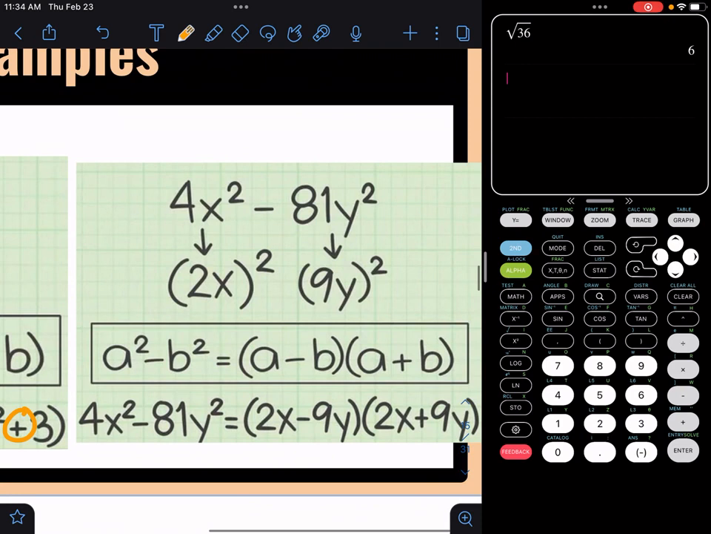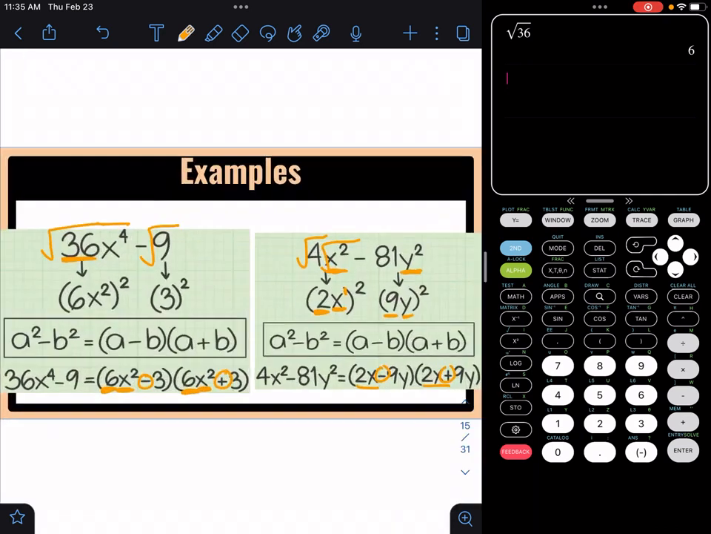Let's look at this example right here. Square root of 4 is 2, and the square root of x squared is just x, because 2 divided by 2 just gives you the 1. Then the square root of 81 is 9. The square root of y squared is just y. And that's where we get our answer, 2x and 2x. Then you put a minus and a plus, or a plus and a minus, doesn't matter the order, and you put your 9y and your 9y.